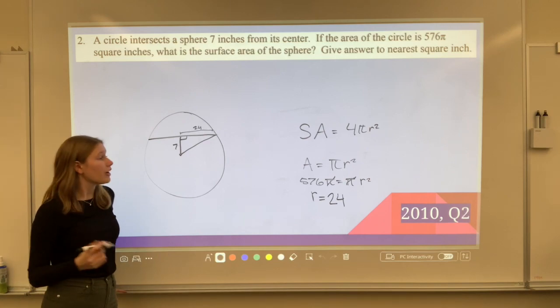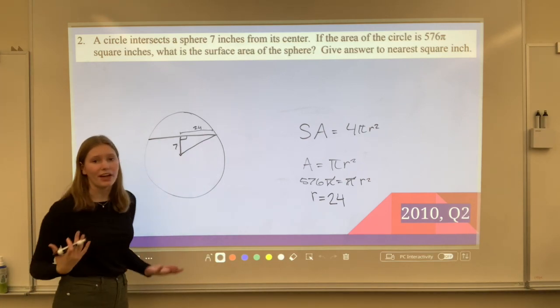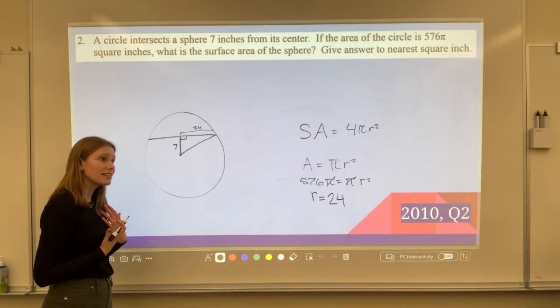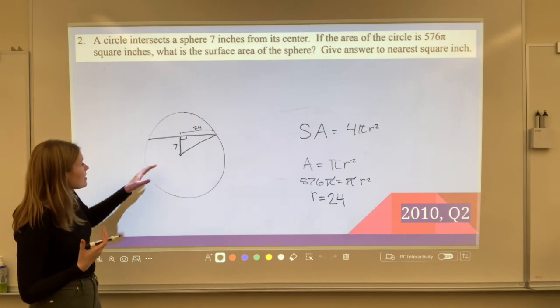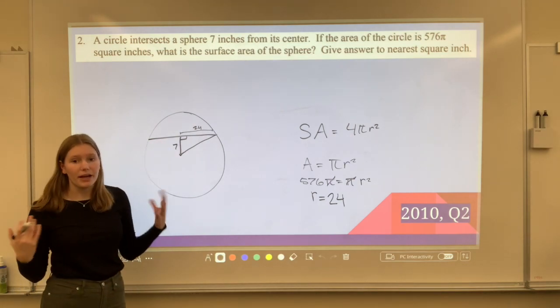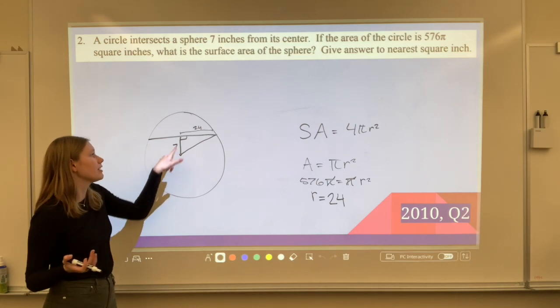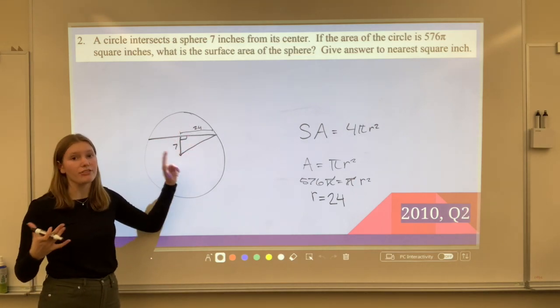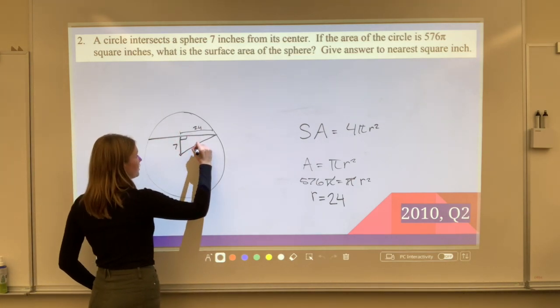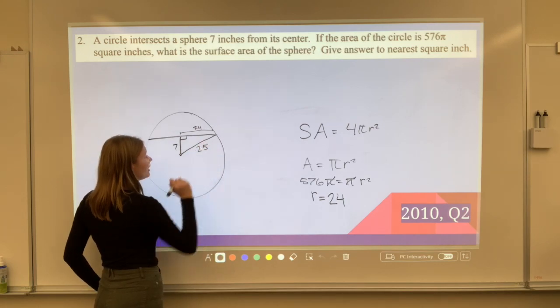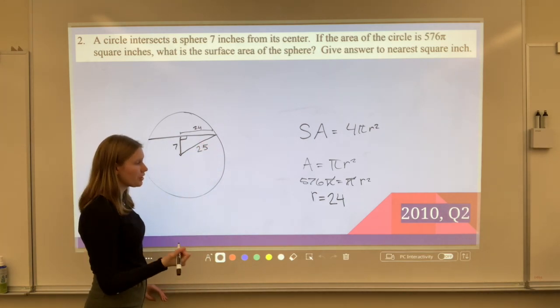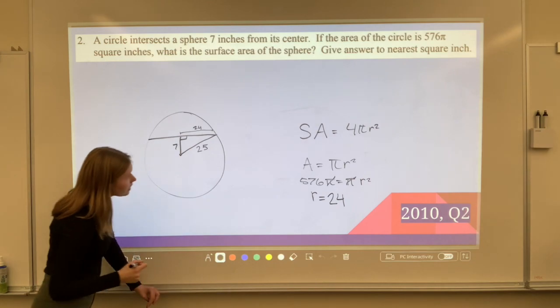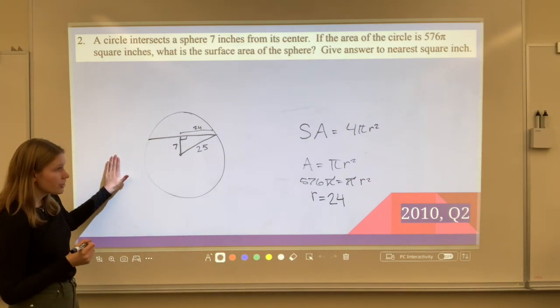So, to find the radius here, we could use the Pythagorean theorem, but I hope some of you recognize that this is a Pythagorean triple. It's going to be 7, 24, 25, which you can confirm with the Pythagorean theorem. So the radius of our sphere is 25 inches. So now we're looking for the surface area.